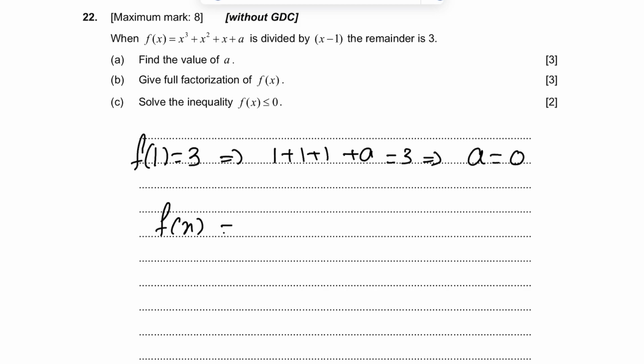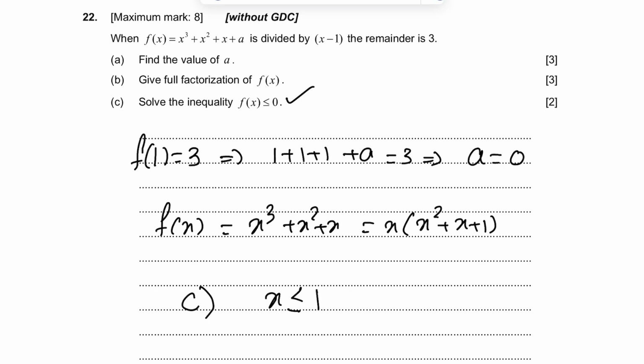So what will be the equation now? f of x equals x cubed plus x squared plus x. Take x common: x times x squared plus x plus 1. Now f of x is less than or equal to 0. So for that, what should I be doing? f of x is less than or equal to 0 when x is less than or equal to 0. That's going to be the answer for part C.